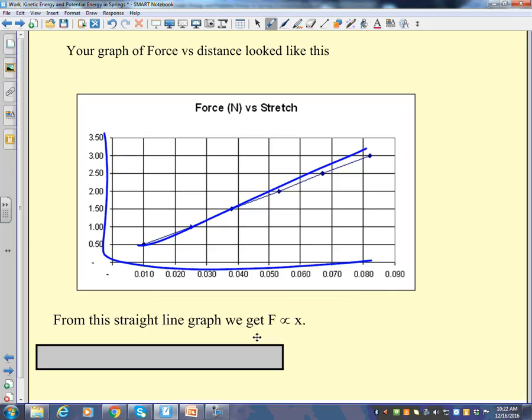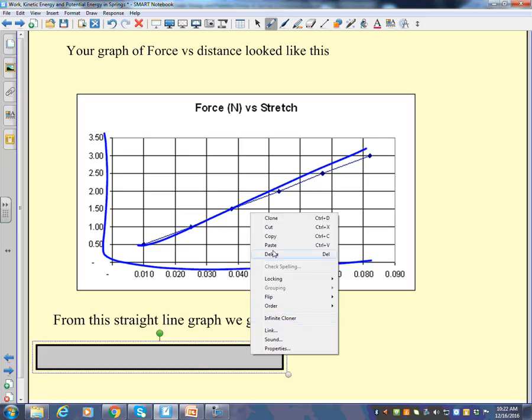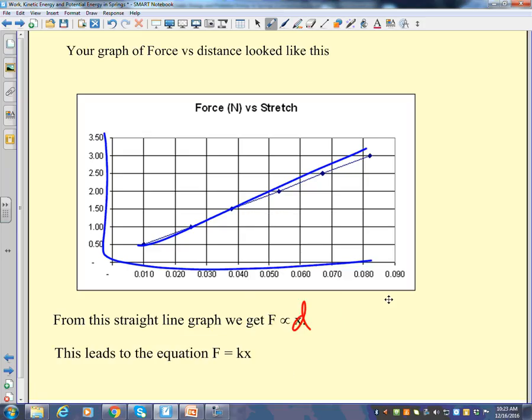So from this straight line graph, you're going to get that the force is proportional to x. It's linearly proportional, right? The greater the x, which is the distance, maybe it should be a d, I don't know, the greater the distance stretched or compressed, the greater the amount of force required to continue doing that. Right? And that takes you to the equation.